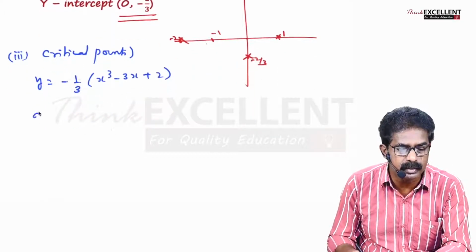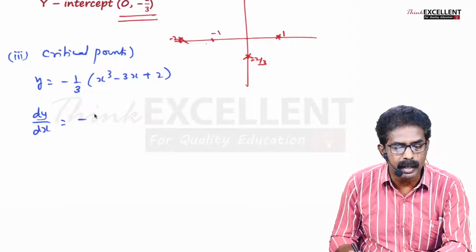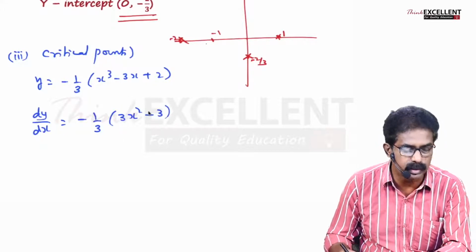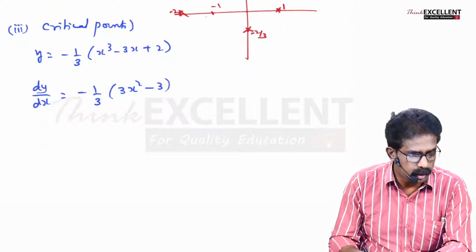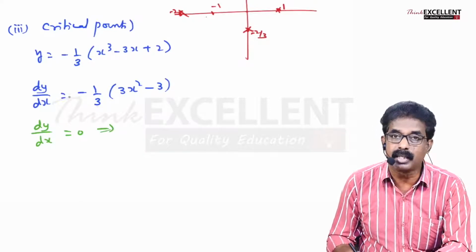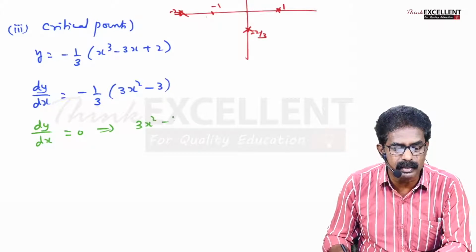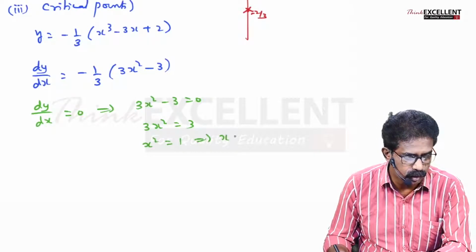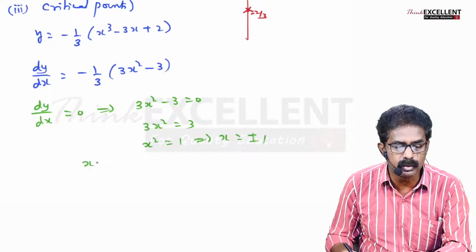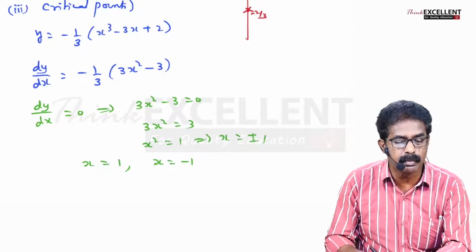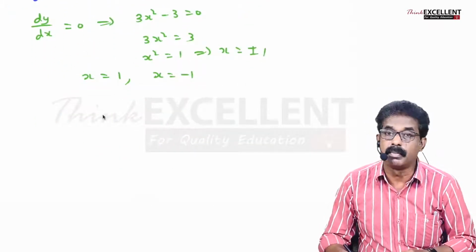So find dy by dx. So dy by dx is minus 1 by 3 into x cube derivative 3x square, minus 3x derivative 3, 2 derivative 0. So f dash x equal to 0, that is dy by dx equal to 0. Minus 1 by 3 cannot be 0, so 3x square minus 3 equal to 0. So 3x square equal to 3, 3 cancel, x square equal to 1. So x equal to plus or minus 1. So there are two critical numbers, x equal to 1 and x equal to minus 1. At these points, there may be a local maximum or local minimum.